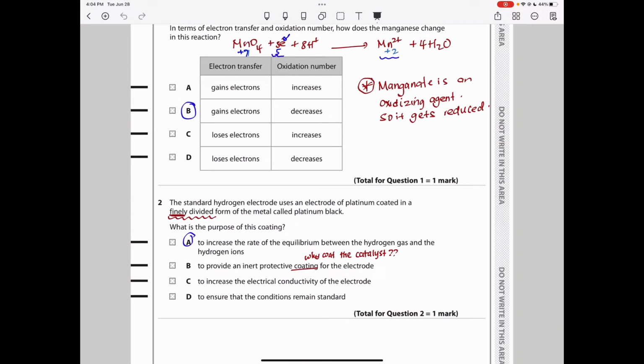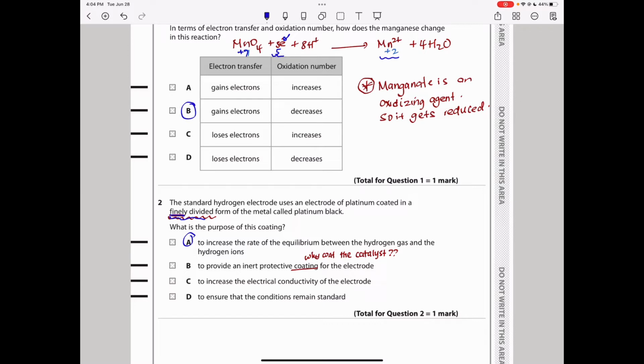It says, the standard hydrogen electrode uses an electrode of platinum coated in a finely divided form of the metal called platinum black. This is very important, finely divided. So they say, what is the purpose of using this coating? Every time there is a reaction taking place on a specific surface, if there is a division into very tiny particles, it means you're trying to increase the surface area. When you use platinum in a finely divided form, platinum black, it's to increase the surface area so that the reaction can proceed faster.